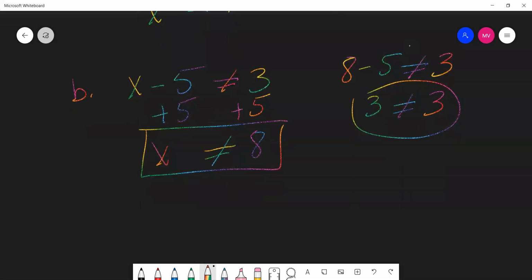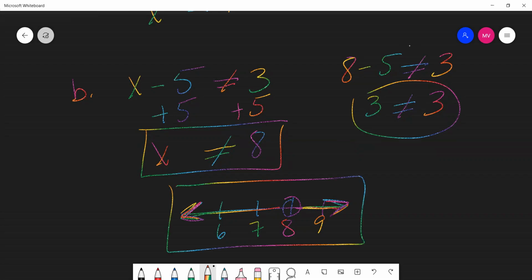But let's graph that. So if we graph that, we get our number line, put a couple of tick marks on it, throw an 8 in there somewhere. 9, 7, 6. All right, so where does our circle go? Where does the beginning of our graph go? On the 8, is it open or closed? Right, it's open because it doesn't include 8. Which way does my arrow go? Exactly, it goes both ways, because it can be any number greater than 8 and any number less than 8 as long as it's not 8. And that's our solution.